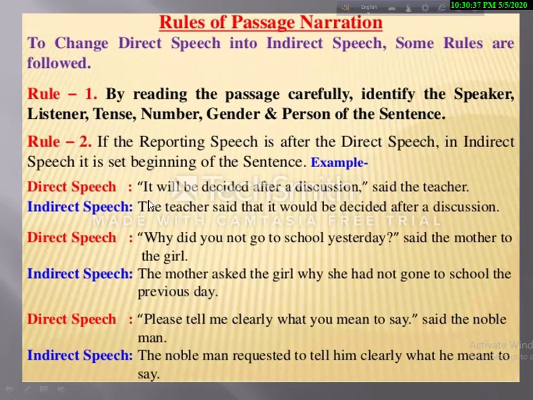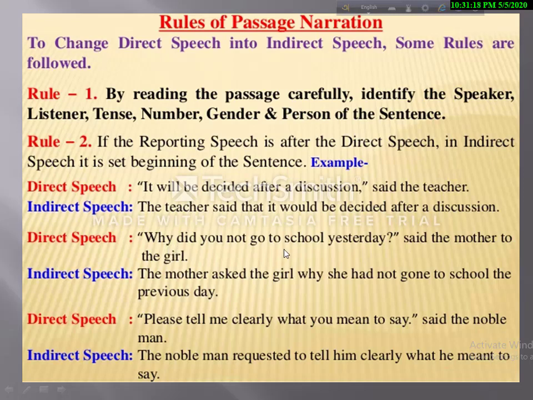Here the reported speech, "it will be decided after a discussion," is an assertive sentence, and the linker in an assertive sentence is "that." So first we will write the reporting verb, like "the teacher said," and then we will connect these two, the reporting verb and the reported speech, with the linker "that." That is why I have written here that it would be decided after a discussion. Dear students, I think you have understood. Let's have another example.